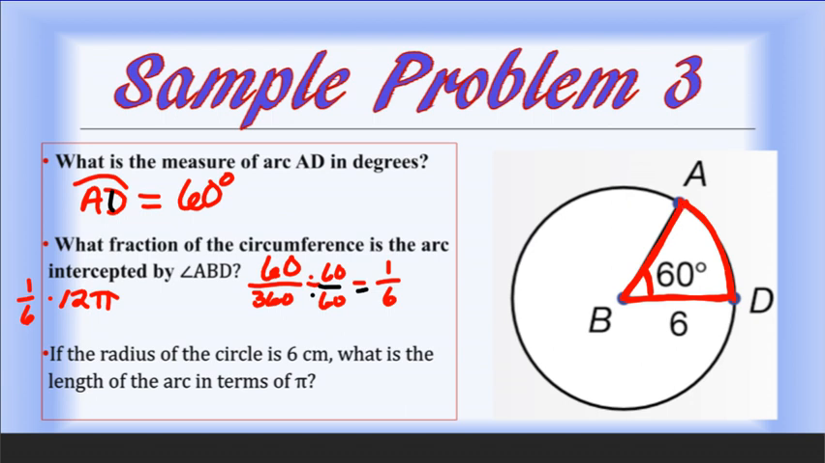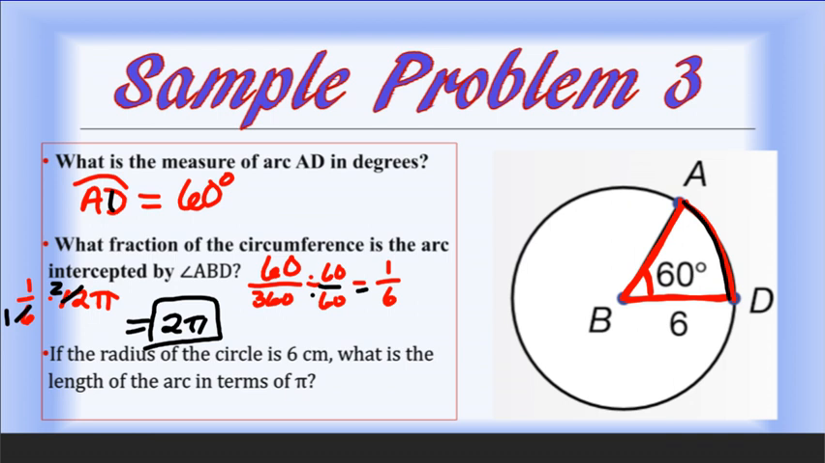So to do that, I can do 12 divided by 6, and that gives me 2. We would say it is 2 pi. That's the fractional part that this arc is covering. So 2 pi of the 12 pi is that section.